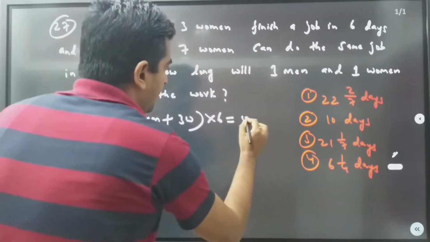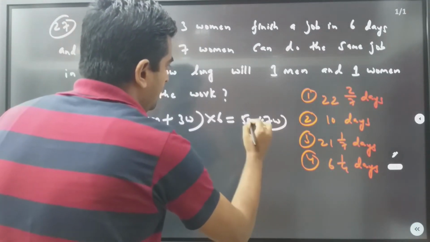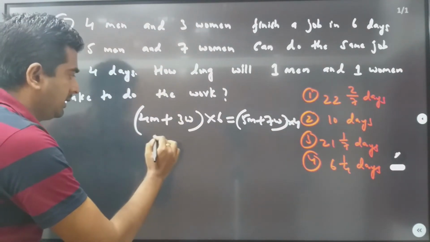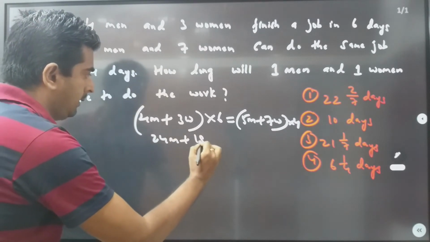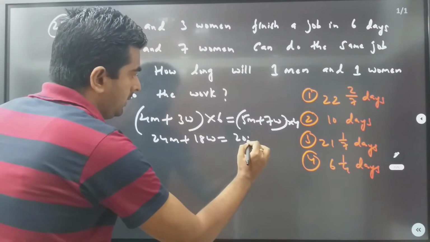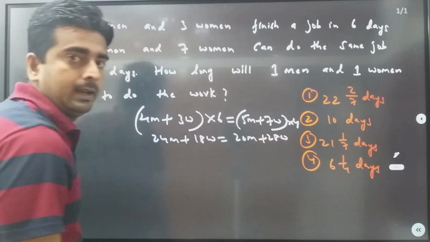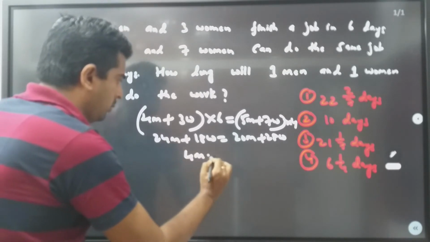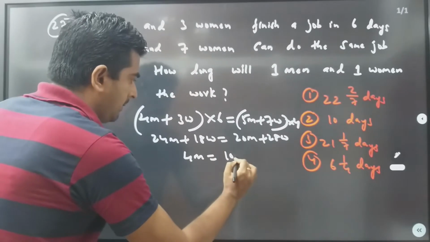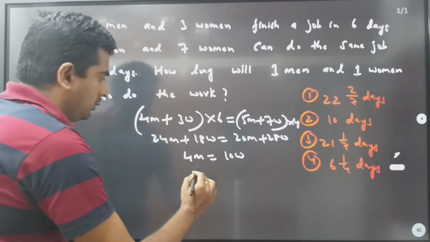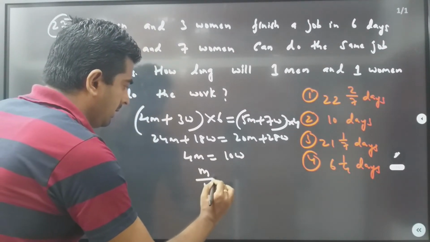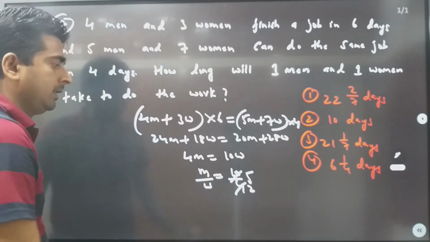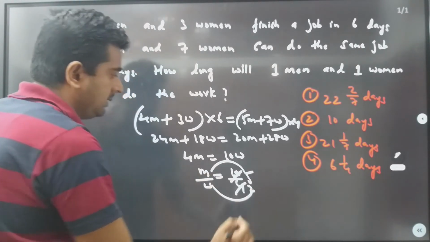So 5 men plus 7 women can do a job in 4 days, right? 4 into 6, 24 men plus 18 women is equal to 20 men plus 28 women. Men you keep one side, women you keep one side. This is how much? 4 men is equal to 10 women. So men by women efficiency is how much? 10 by 4, which is 5 by 2. That means men efficiency is 5, women efficiency is 2.